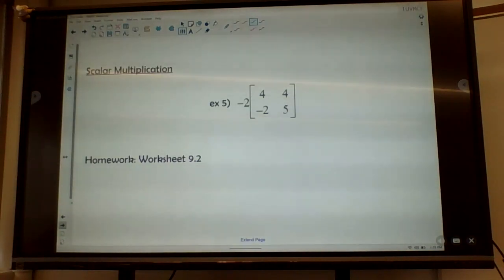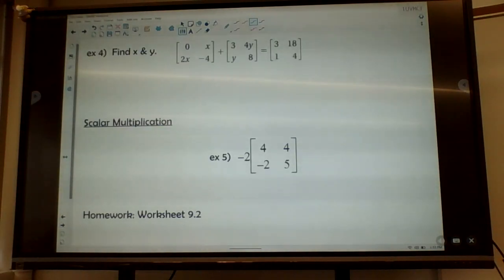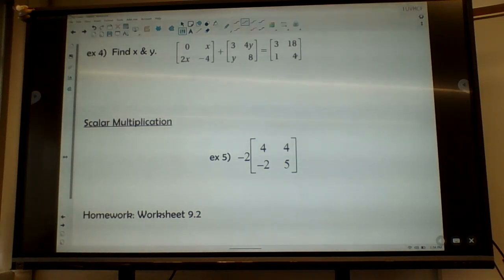All right, the next couple of things we're going to talk about are how we can use matrices to solve some equations as well. So if you look at this matrix here, it gave us a matrix where they're adding these two matrices together, and it equals this one. Now, some of this is unnecessary.